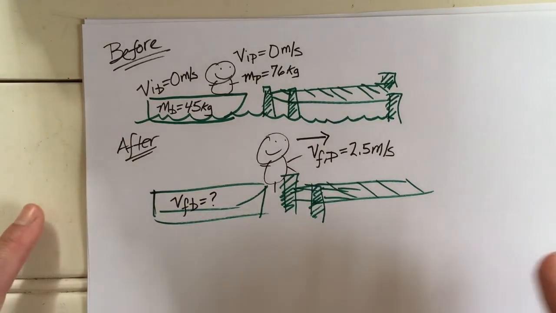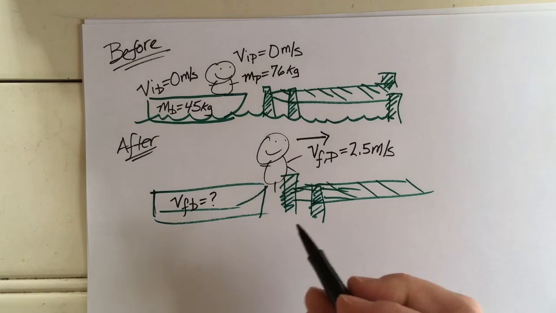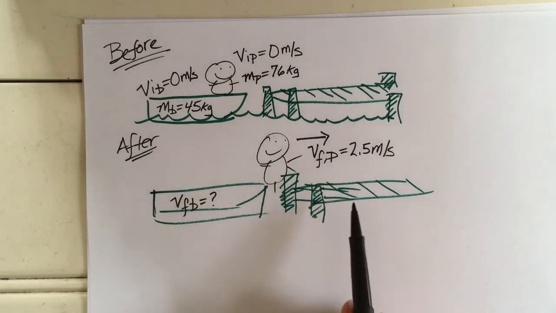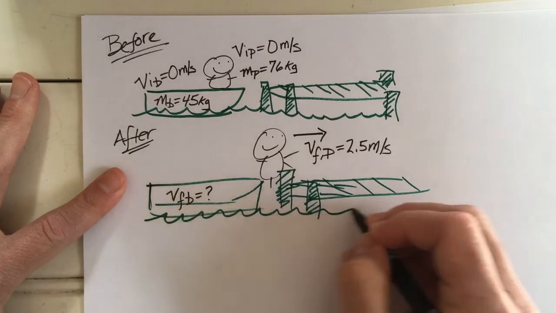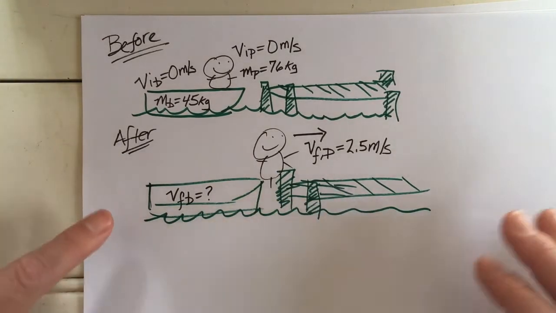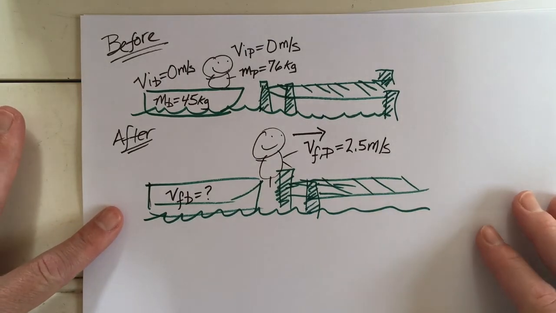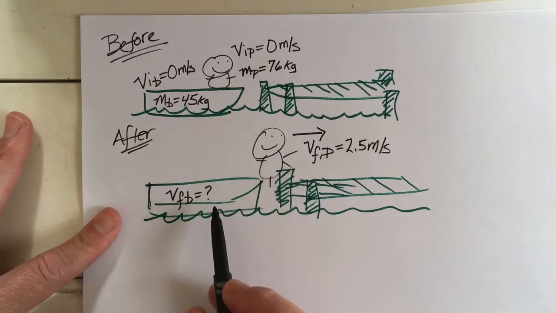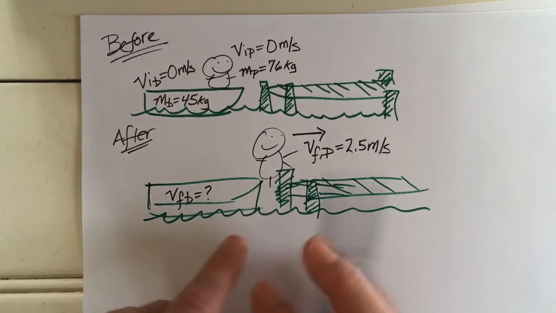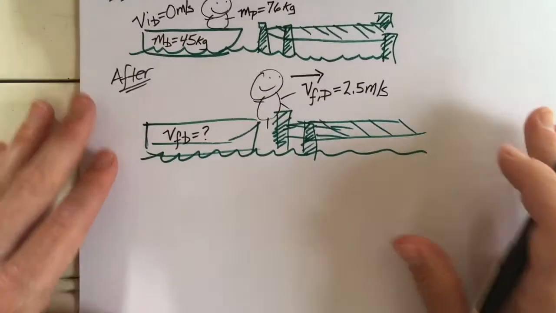Now, I think we can make a prediction here, right? This is like if you were on a skateboard and you stepped off the skateboard and went this way, which way would the skateboard go? Go ahead and think about it for a second, make a prediction. I think most of you would say if you are going this way to the right, that the skateboard would go to the left. And so that's what we're thinking here with the boat, right? Seems to make sense. Let's go ahead and do the momentum balance and find out if we're right.